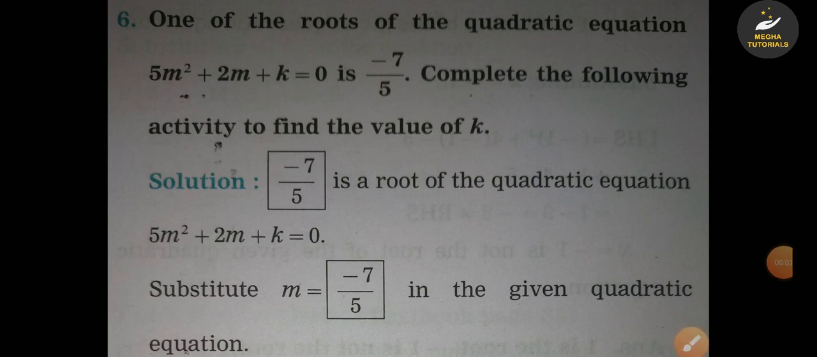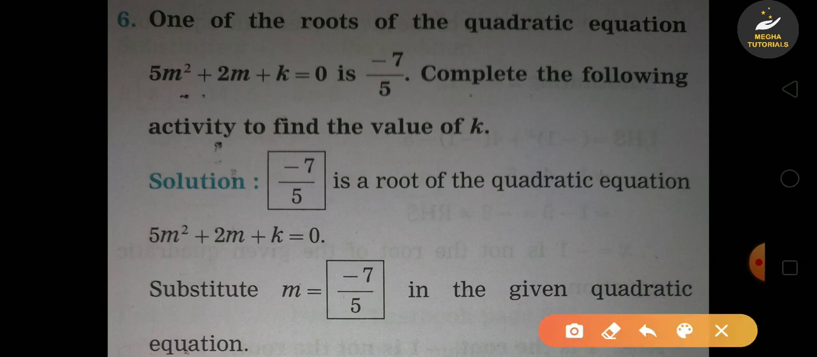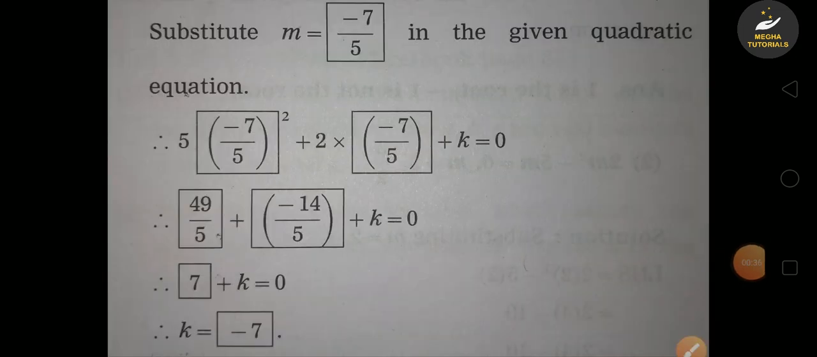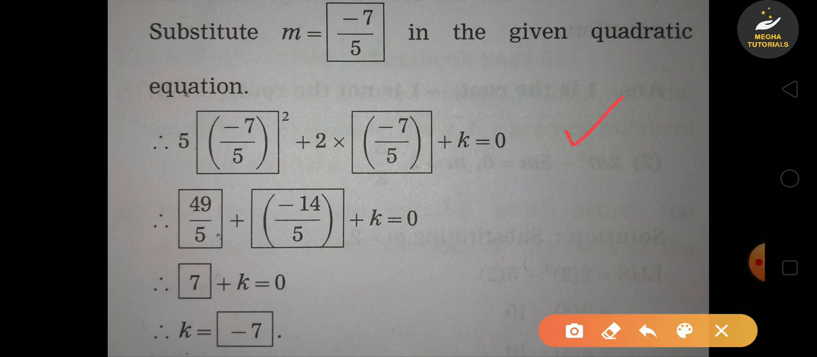Question 6. One of the roots of the quadratic equation 5m square plus 2m plus k is equal to 0 is minus 7 upon 5. Complete the following activity to find the value of k. So this is same question as question number 5, but it is activity based question. So minus 7 upon 5 is the root of the quadratic equation, it is given. Then substitute m is equal to minus 7 upon 5 in the given quadratic equation. So after substitution we can get 5 into minus 7 upon 5 the whole square plus 2 into minus 7 upon 5 plus k is equal to 0.